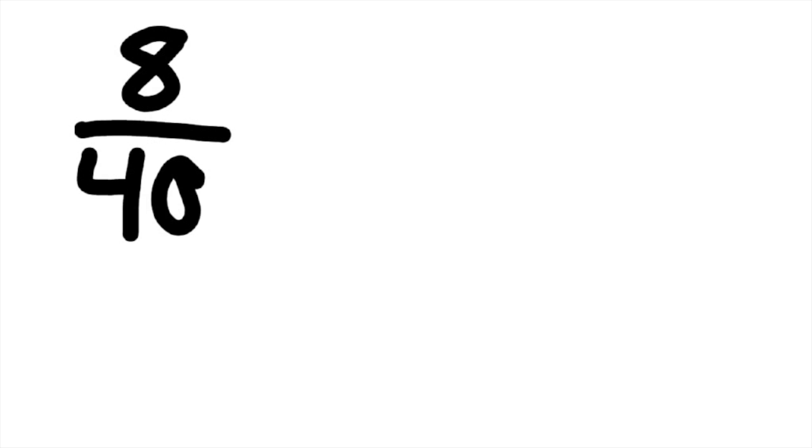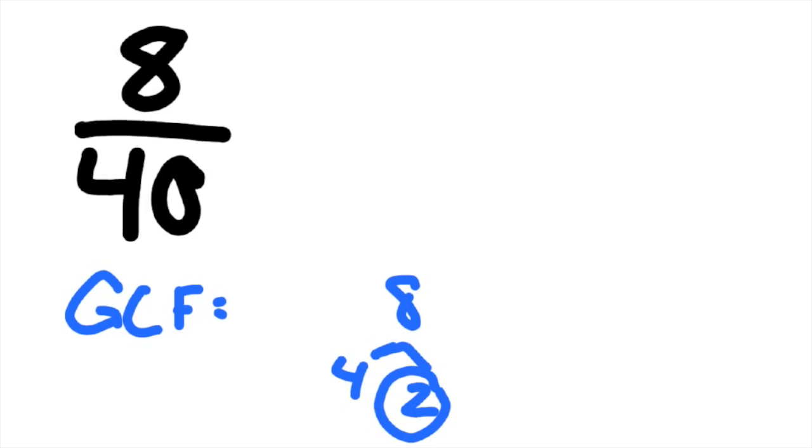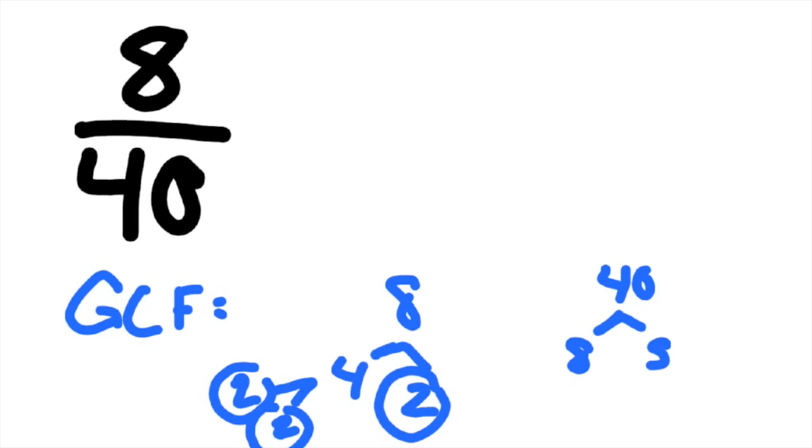Alright, here we have the fraction 8/40. I can tell right away I'm going to need to simplify it because they're both even numbers. To find the GCF, I find the prime factorization of 8, which is going to be 2 times 2 times 2. The prime factorization of 40 is going to be 2 times 2 times 2 times 5.